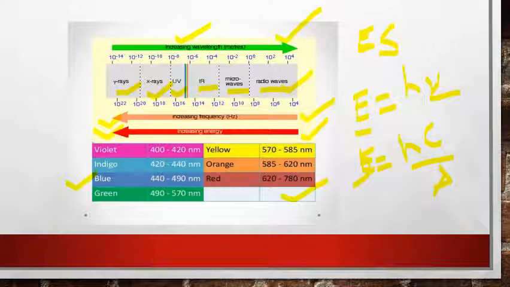Up to the ultraviolet light, we use the spectroscopy technique using UV radiation and interact with the matter. Up to UV, we use these radiations to interact with the matter and give out the identification. But X-rays and gamma rays are not used in spectroscopy. So after UV, high energy radiations are not used in spectroscopy.